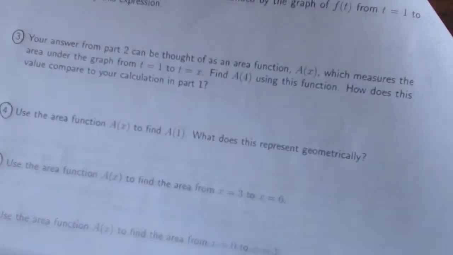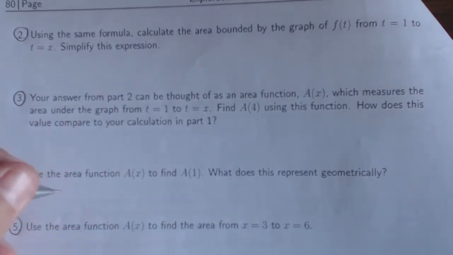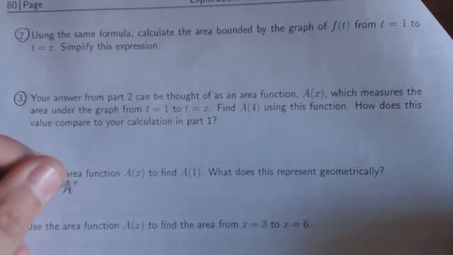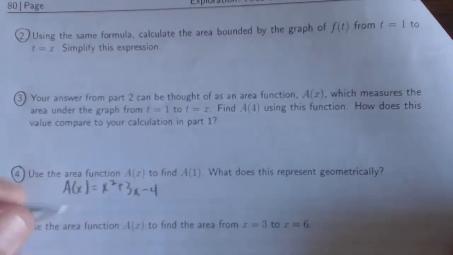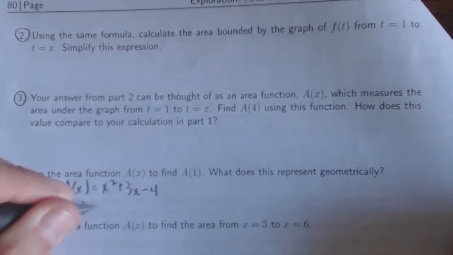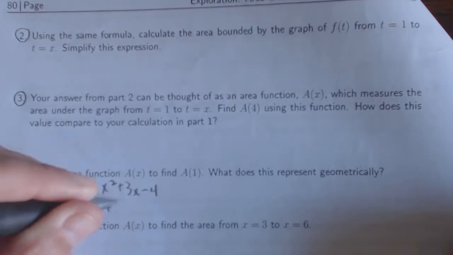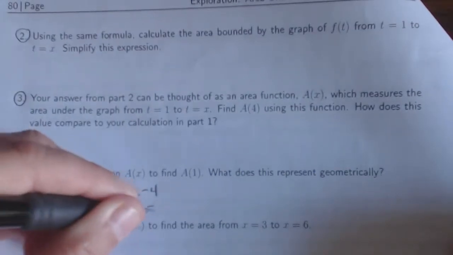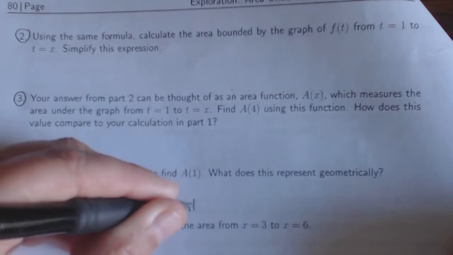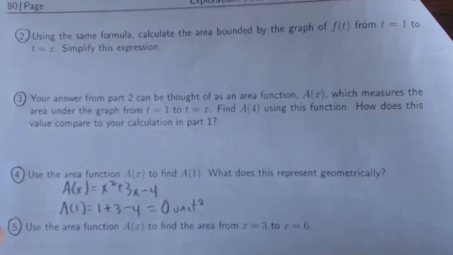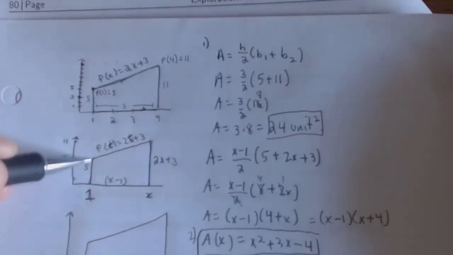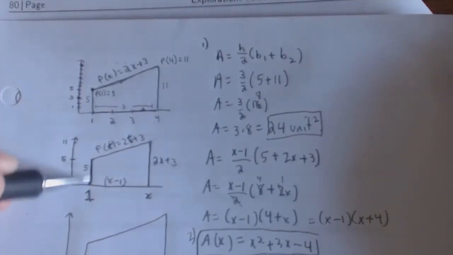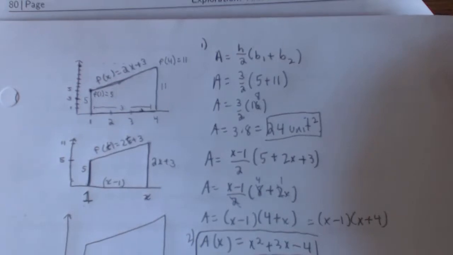So I'm just going to use this so we can see. So our function is x squared plus 3x minus 4. So A of 1 equals 1 squared, which is 1, plus 3 times 1 is 3, minus 4, which is 0 units squared. Which makes sense, because if we're here at x equals 1 and we're evaluating A of 1, then the area of that trapezoid is obviously 0.